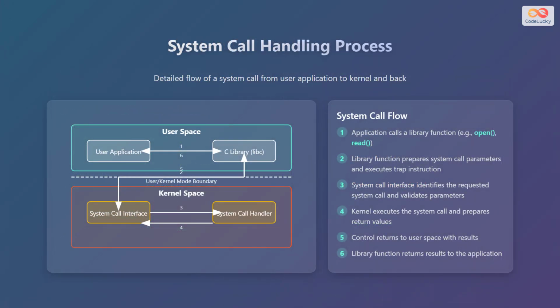Let's see the detailed flow of a system call from user application to kernel and back. First, the application calls a library function. For example, open or read. Second, the library function prepares system call parameters and executes a trap instruction. Third, the system call interface identifies the requested system call and validates parameters. Fourth, the kernel executes the system call and prepares return values. Fifth, control returns to user space with results. Sixth, the library function returns results to the application.